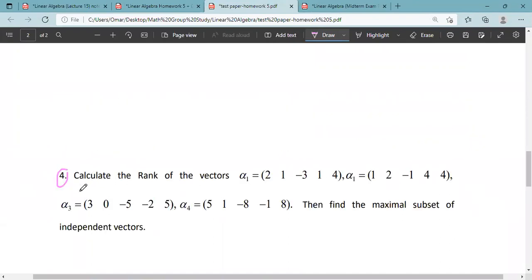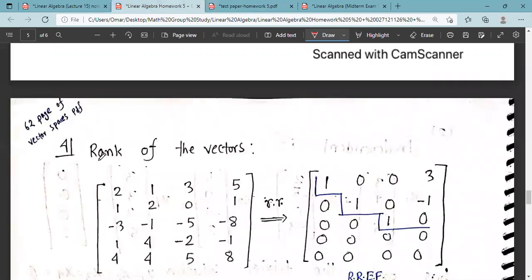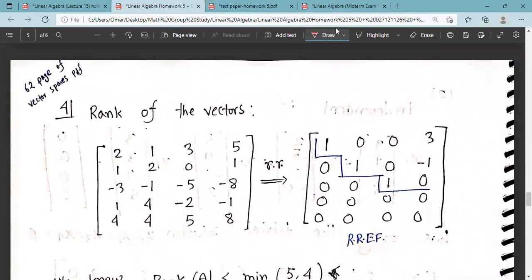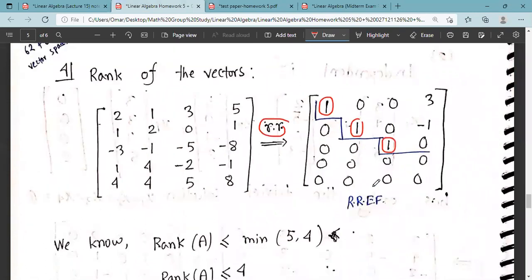So let's continue to the next question. We have to calculate the rank of the vectors alpha 1, alpha 2, alpha 3, and alpha 4, and then find the maximal subset of independent vectors. Finding rank is very easy. You just need to find the RREF form and then see the pivot points. We have first pivot point, second pivot point, third pivot point. So we have 3 pivot points, so the rank is 3.